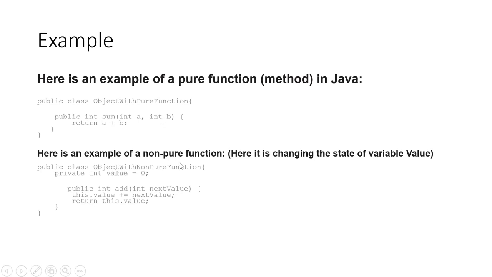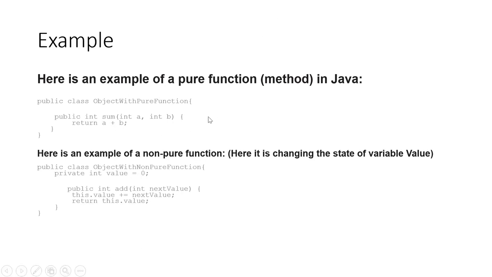While here you can see a non-pure function that changes the state of a variable passed to it. Okay, so here is a method public int add(int nextValue). We have a global variable, value equal to 0. So it is adding nextValue into value. So we are changing the state of the global variable value, right, and returning this.value. So this is called non-pure function, and the previous one is called pure function.